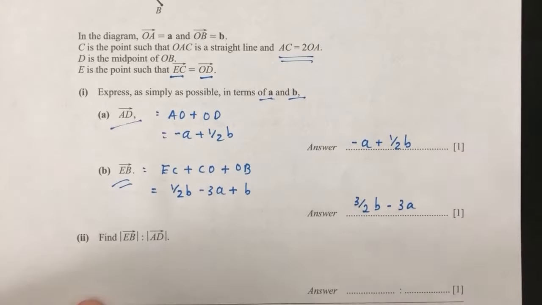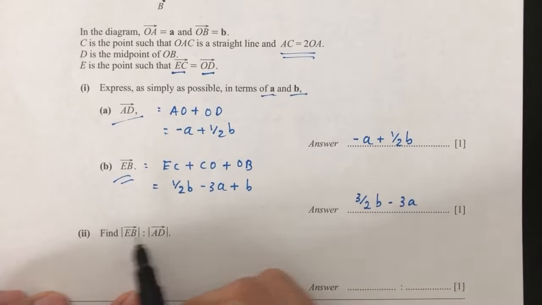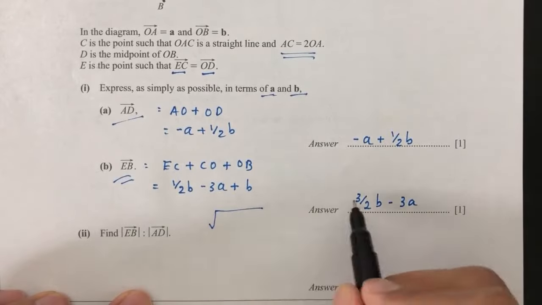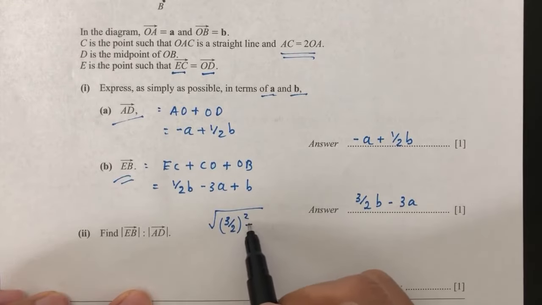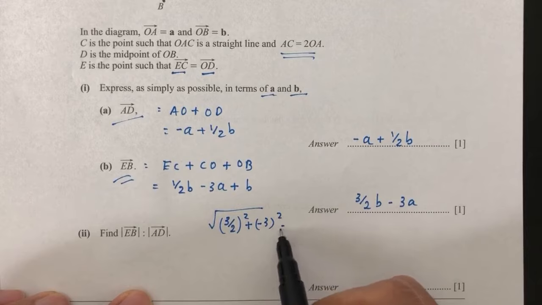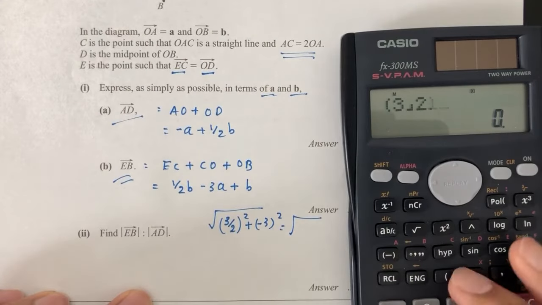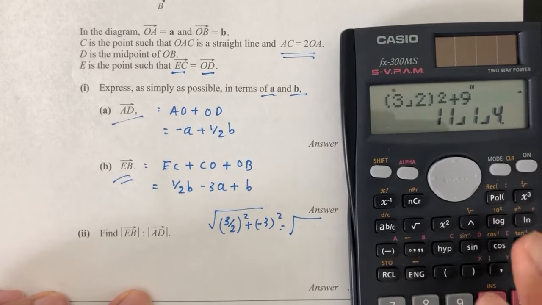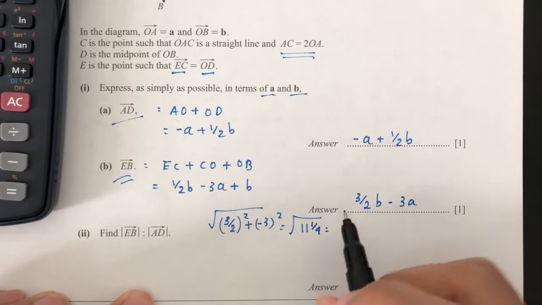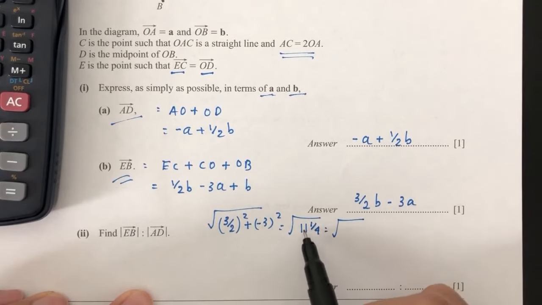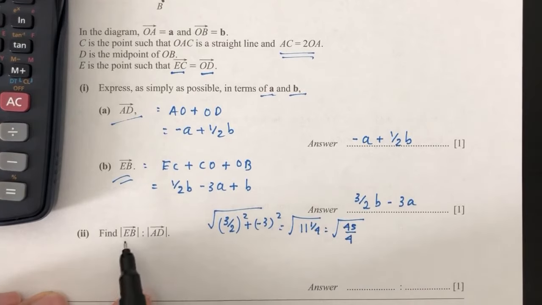Now for this one, find the modulus of EB and AD. So find basically the length. So this one will be the square root of EB squared. Let's find out what this will give me. So (3 over 2) squared plus 9, that will be 11 and 1 over 4. What is that? That could be 45 over 4. That's for EB.